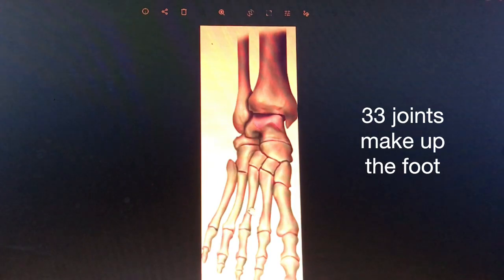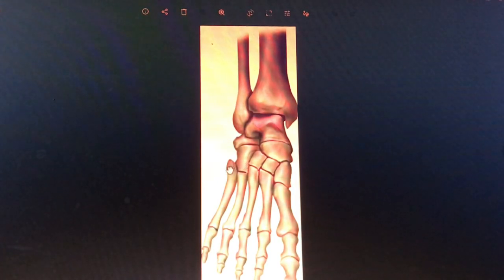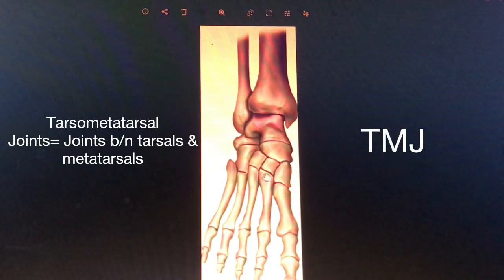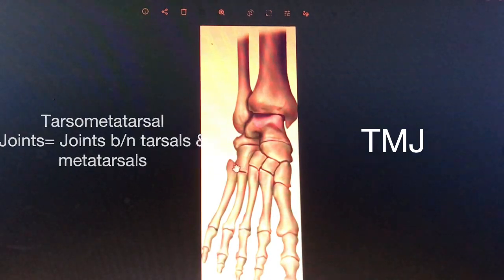Yeah, progressing, we want to look at the names of these joints here. Now, note that these bones can be called tarsal bones. Tarsal bones. And these ones are metatarsals. So when we are naming these joints, we will say tarsometatarsal joint. Tarsometatarsal joint, because that is a joint formed by a tarsal bone and a metatarsal bone. You understand? So we have tarsometatarsal joints here.